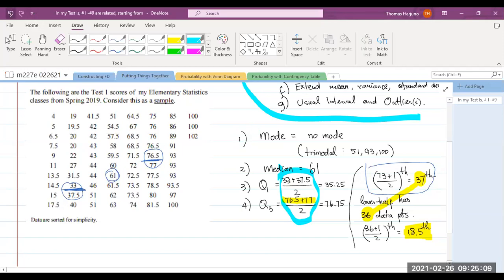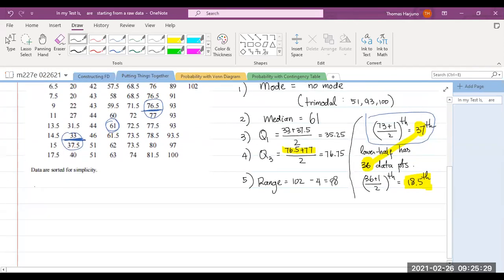Next, the fifth question is find the range. So you need to know what the range means, but the range is always the maximum minus the minimum. 102 minus 4, that's 98. Question number 6.